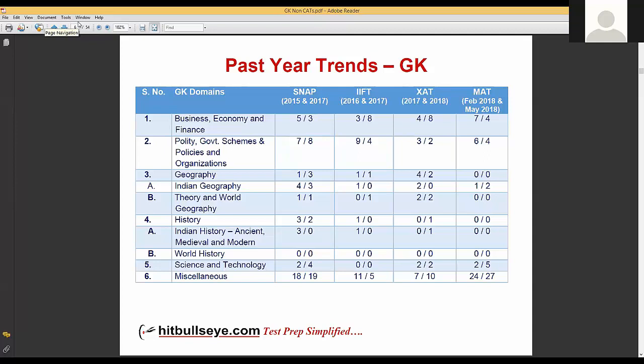Okay, someone is saying IIFT is pretty predictable. I respectfully disagree, because at one time they're asking 3 questions from business and economy. The next year, 8 questions. So I don't think that is predictable enough for me.